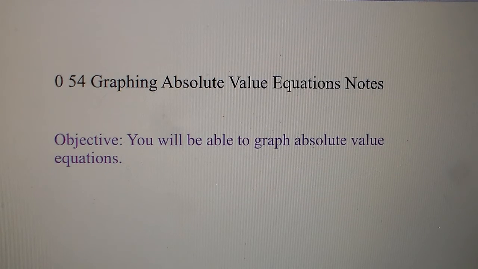Alright, this is O54, Graphing Absolute Value Equations Notes. Objective: you'll be able to graph absolute value equations.